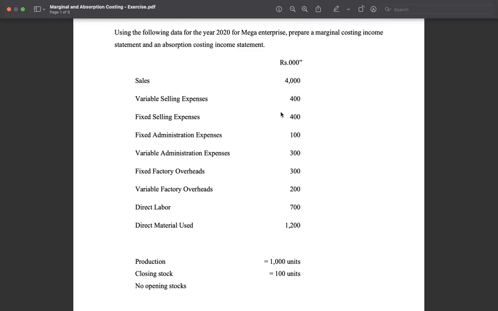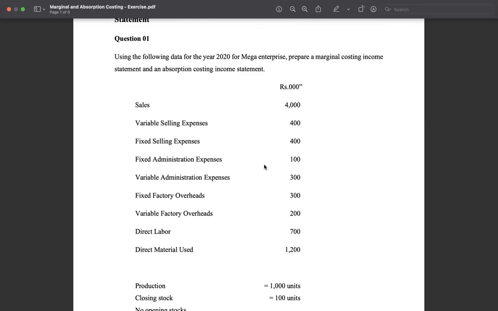Okay, now shall we read this question? Using the following data for the year 2020 for Mega Enterprise, prepare a marginal costing income statement and an absorption costing income statement. So we are supposed to prepare the income statements using both techniques.